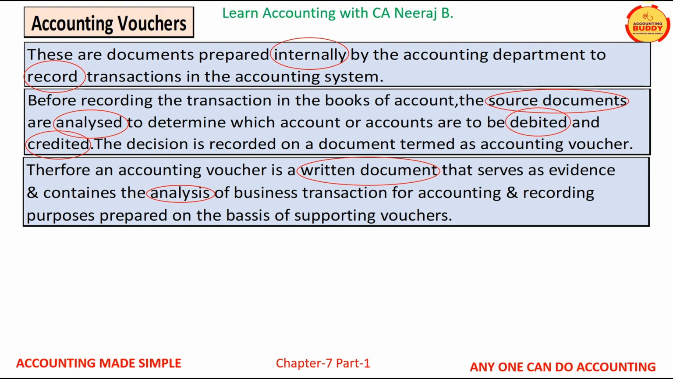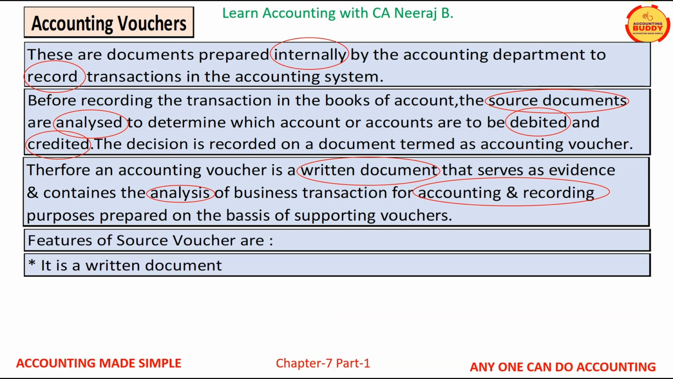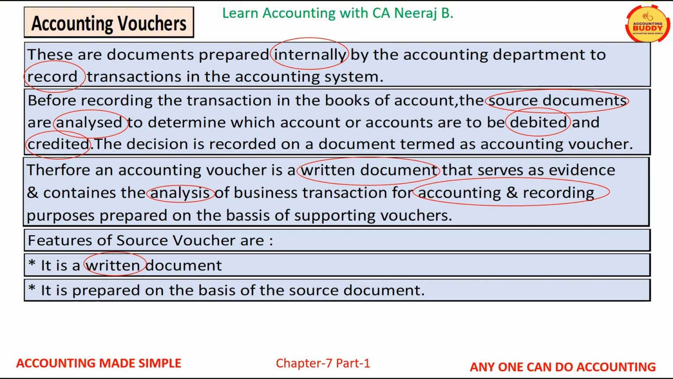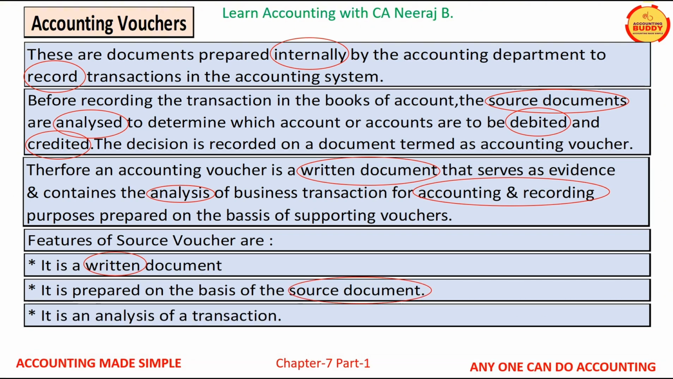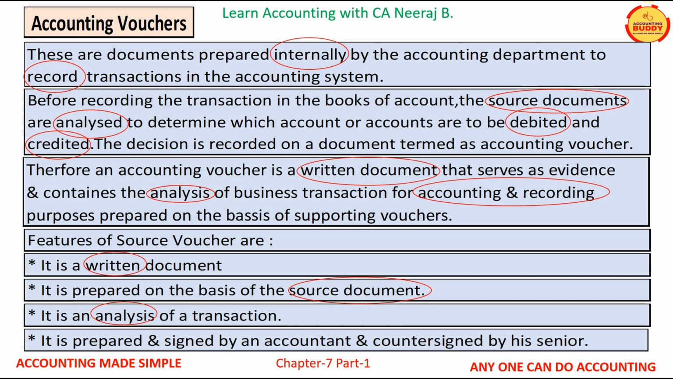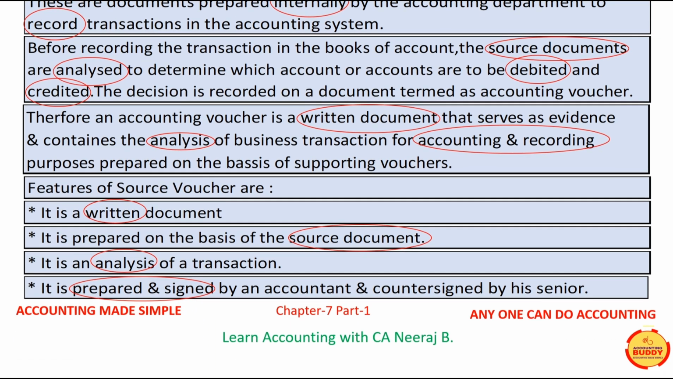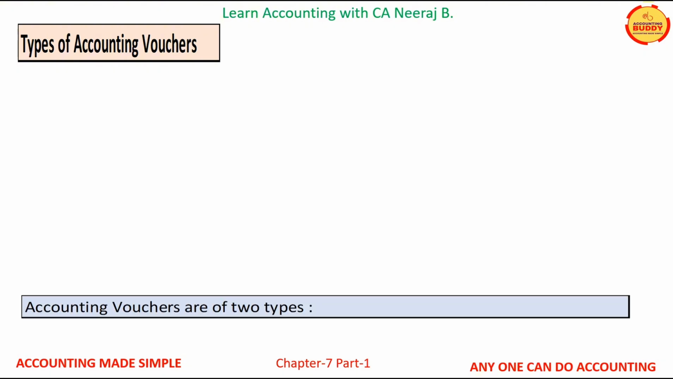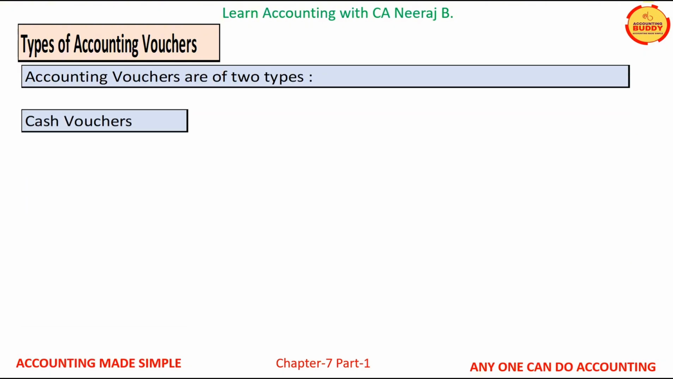Features of accounting vouchers are: it is a written document. It is prepared on the basis of the source document. It is an analysis of a transaction. It is prepared and signed by the accountant and countersigned by the senior. Accounting vouchers are of two types: cash vouchers and non-cash vouchers or transfer vouchers.